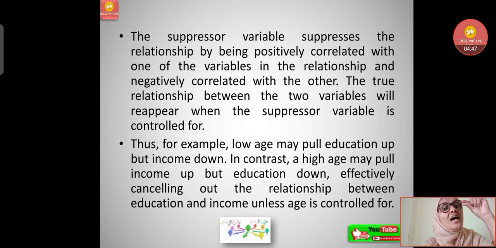If we take the average things, then we will be able to test the relationship properly. Otherwise, the relationship will be suppressed. So this is the example of a suppressor variable.